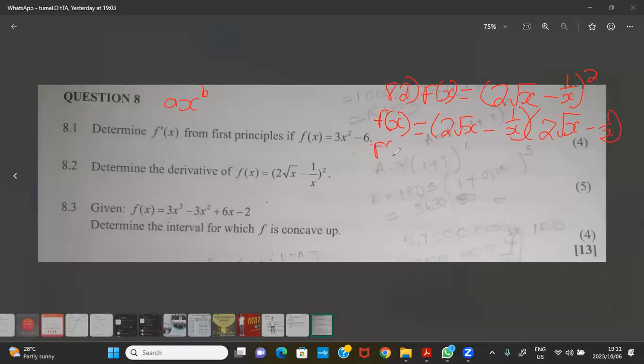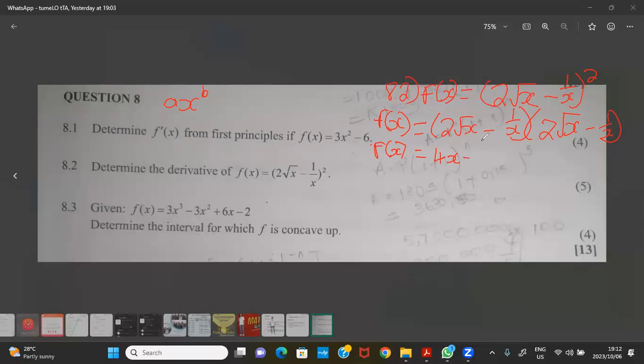Then continuing, I'm just going to use the shortcut though. I'm just going to square the first one. So when I square the first one, I'm just going to have 4x. Is that right, no? Because 2 squared, that's 4, and then the square root of x squared, the root will cancel with the square, then we have that, okay?